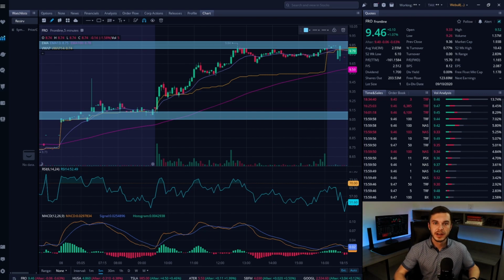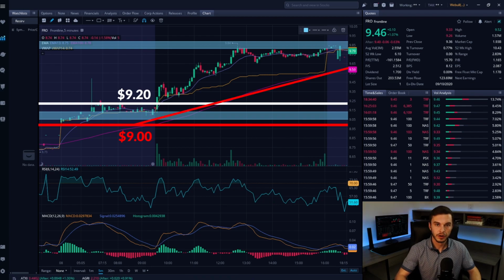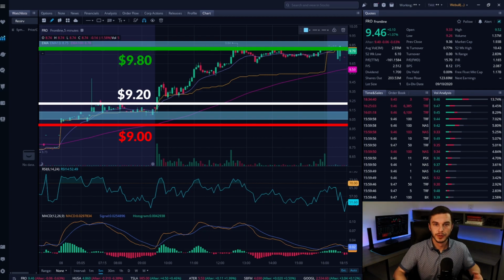So my entry would be confirmation of the 13 EMA, and let's just say I get filled at $9.20. My stop loss would be at $9, which would mean that it broke back down below support, with a trailing stop loss of the 100 EMA, and my profit target would be resistance at $9.80. The reason why I entered the trade is because of unusual volume, plus a golden cross on the MACD and confirmation of the moving average.